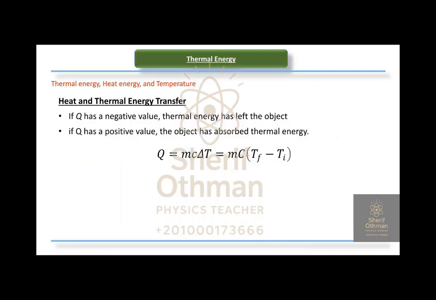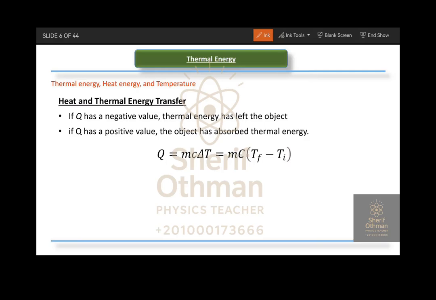If you would like to find the amount of heat transfer, Q is the amount of heat transferred between two objects. M is the object mass. C, something called specific heat, is the amount of heat required to raise the temperature of 1 kilogram of substance by 1 degree. So, to find the amount of heat transferred to the object, I have to multiply the mass of this object by the specific heat and by the change in the temperature.